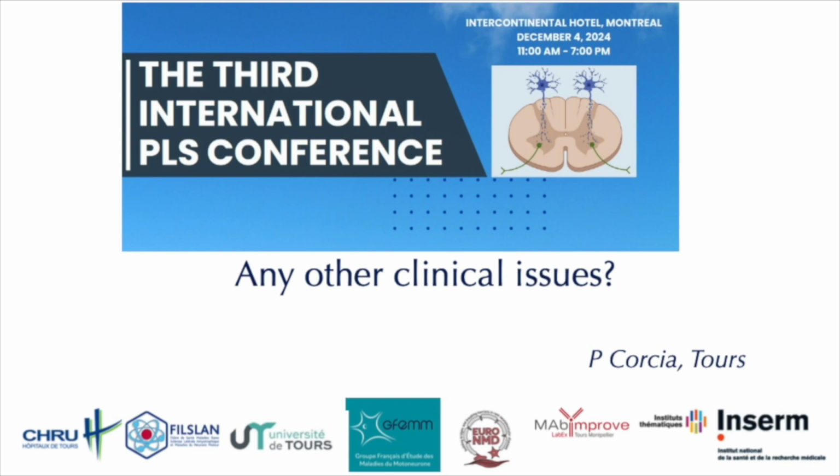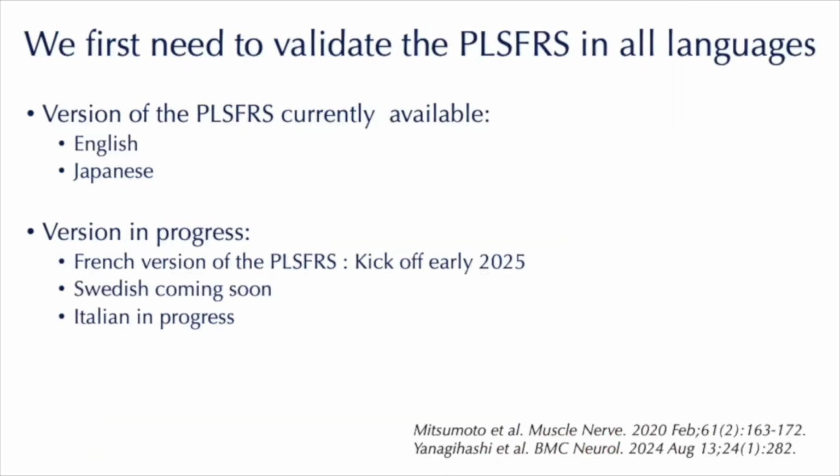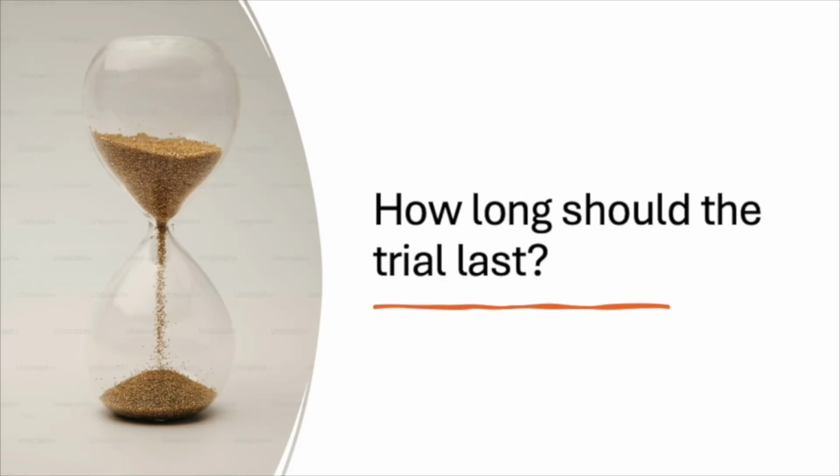I'm one of the last to speak now, and the majority of things has already been said. So to find a clinical issue after all this presentation is a bit difficult. I focus this presentation on 2 points. The use of the PLSFRS, and for this we need to harmonize our practice, and we have to validate the PLSFRS scale in our own language. For the moment, there are only 2 PLSFRS scales validated in a specific language, in English and Japanese. In progress, we have a French version, which is supposed to start in early 2025. It is the same for the Swedish, Italian, and probably the Dutch cohort with a specific version of the PLSFRS.